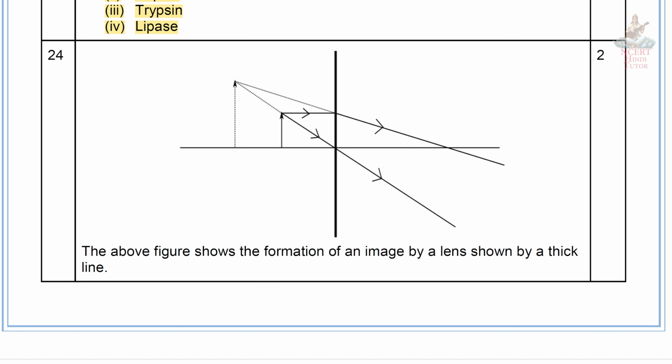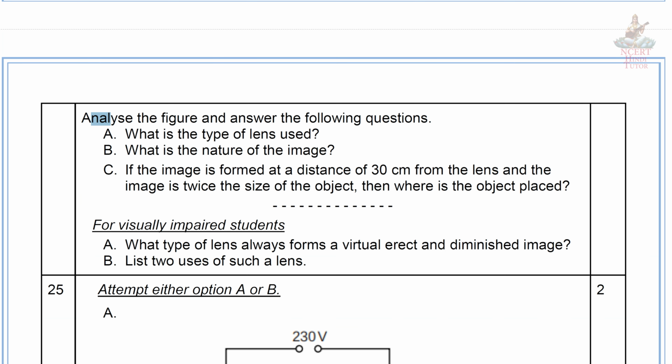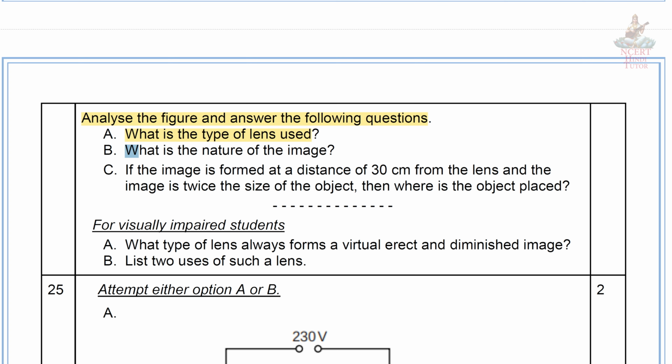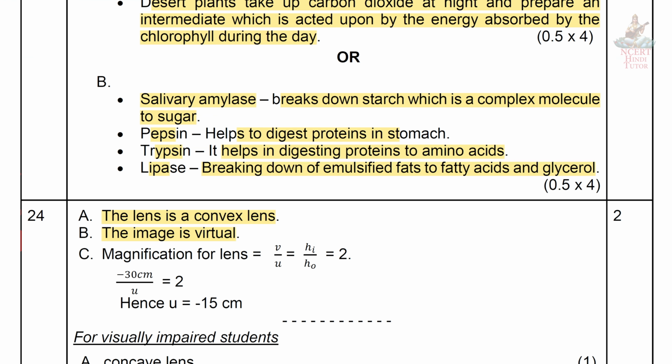Question 24. The above figure shows the formation of an image by a lens shown by a thick line. This is the thick line. Analyze the figure and answer the following questions. A. What is the type of lens used? Answer. The lens is a convex lens. B. What is the nature of the image? Answer. The image is virtual.